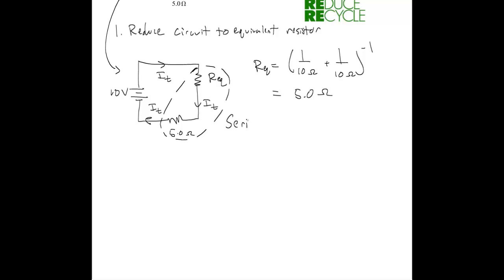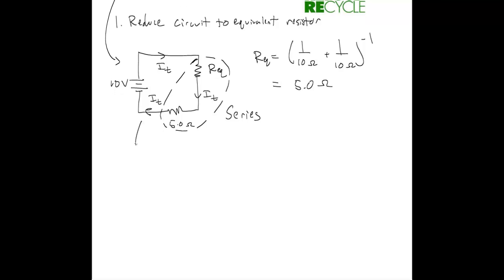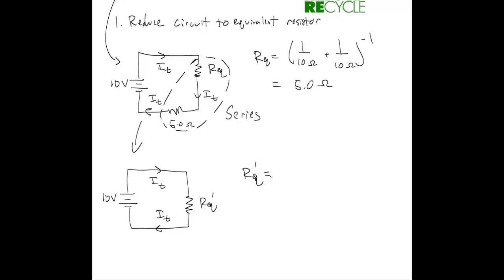Now we can continue to identify resistors we can simplify. So we see a series combination here, so we can simplify our circuit even more in terms of some new equivalent resistance. This new equivalent resistance is given by the equivalent resistance of these two resistors in series, and so it's just the sum of the two. So we have an equivalent resistance of 10 ohms.